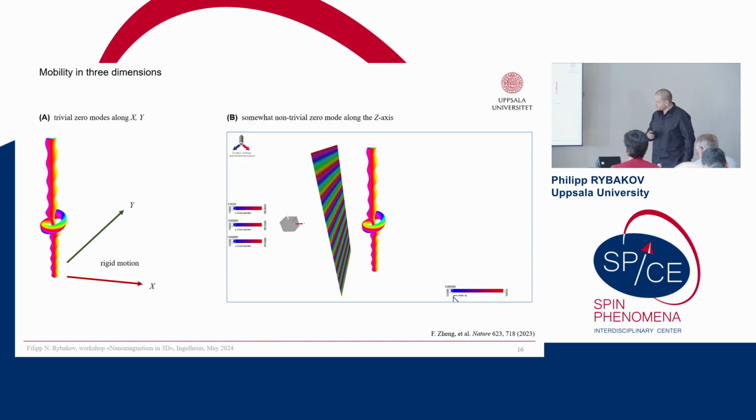And yeah, of course, there is mobility in 3 dimensions. So in the plane, all this structure naturally can show rigid motion. So the ring and the string are just moving together. But in the third dimension, this zero mode is somewhat non-trivial, so we have a screw-like motion along the string.